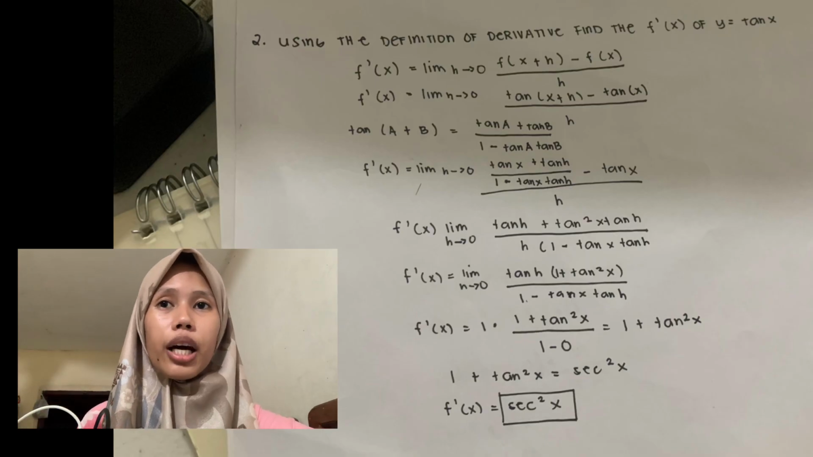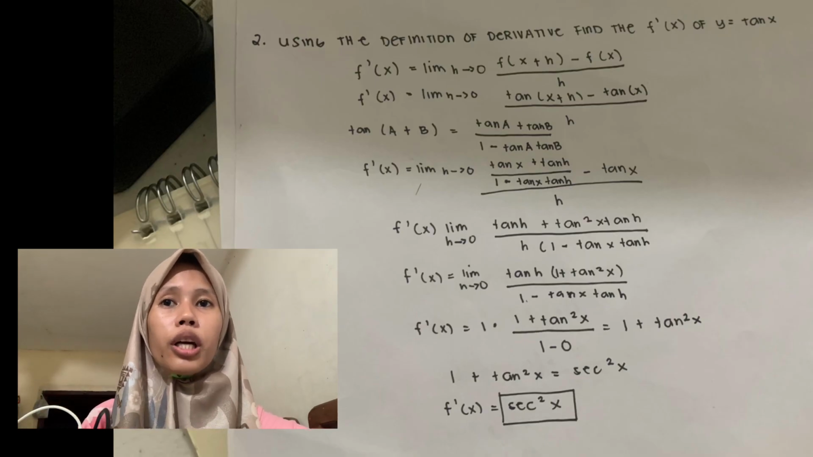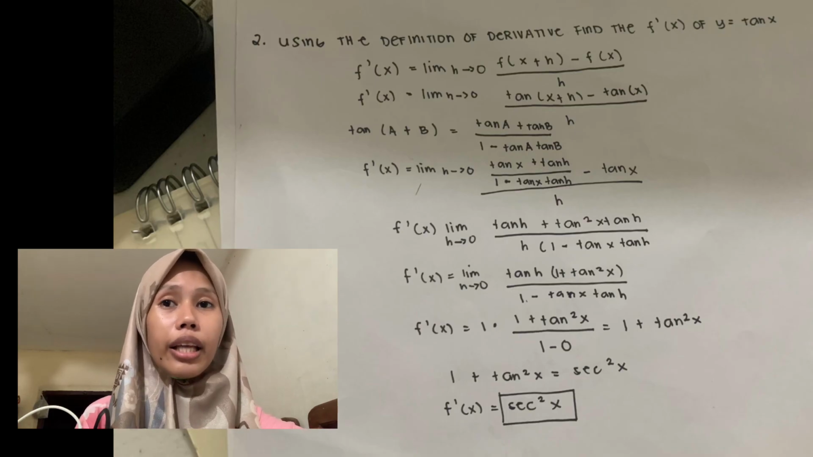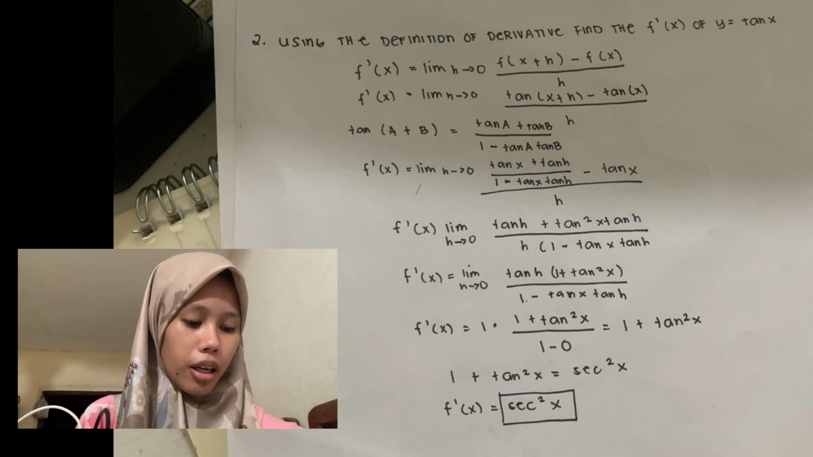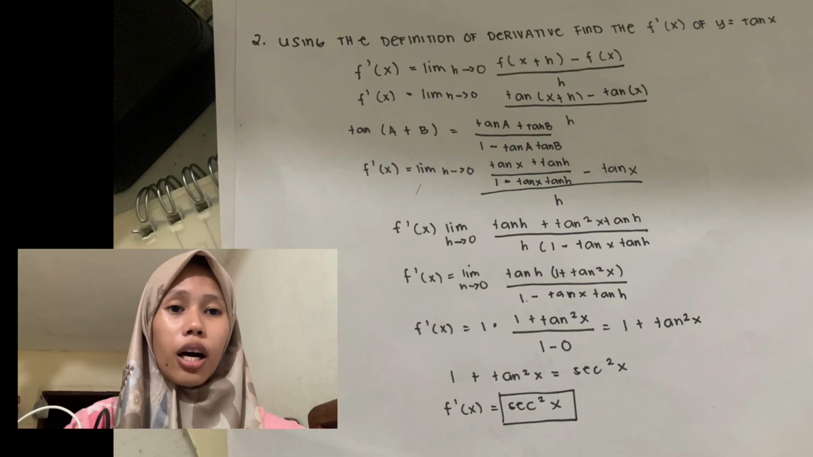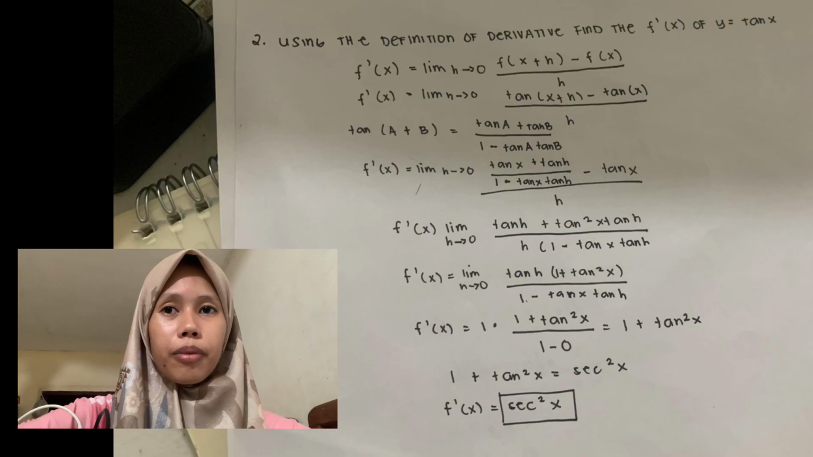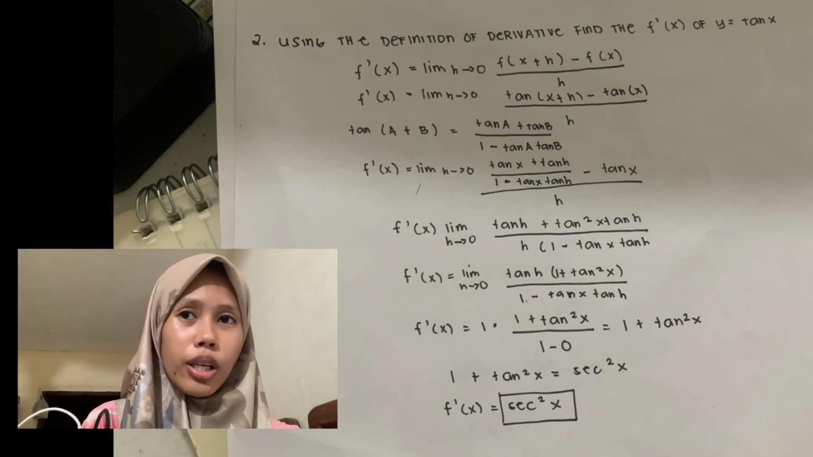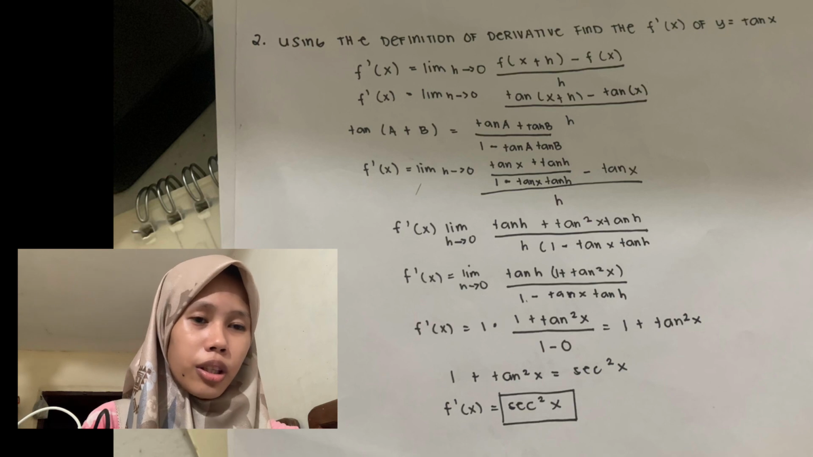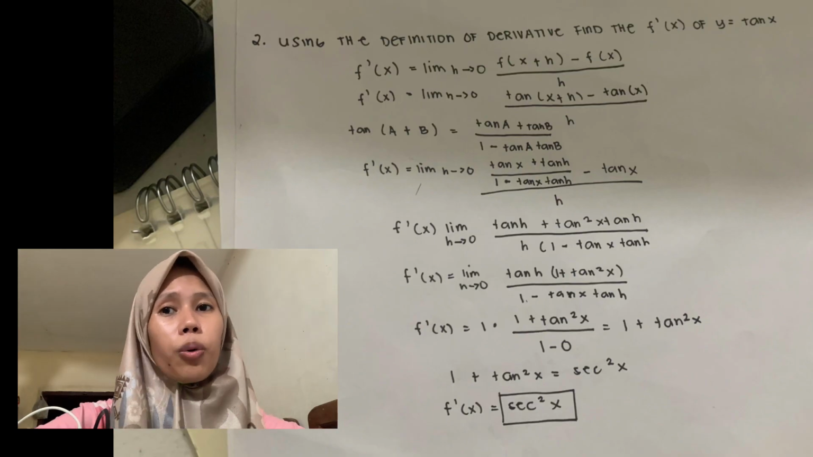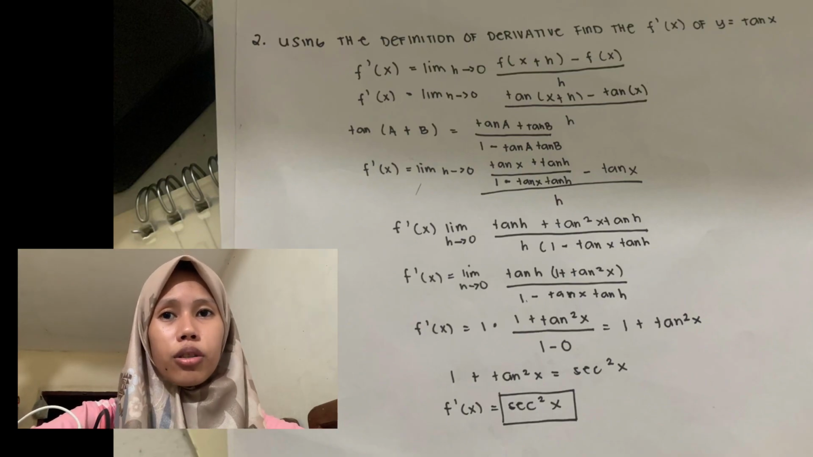to simplify that, we're going to find a common denominator for the numerator, and then we will be simplifying the numerator. And after simplifying the numerator, we will be factoring out the tan h, and for the last step, we will use the known limit.